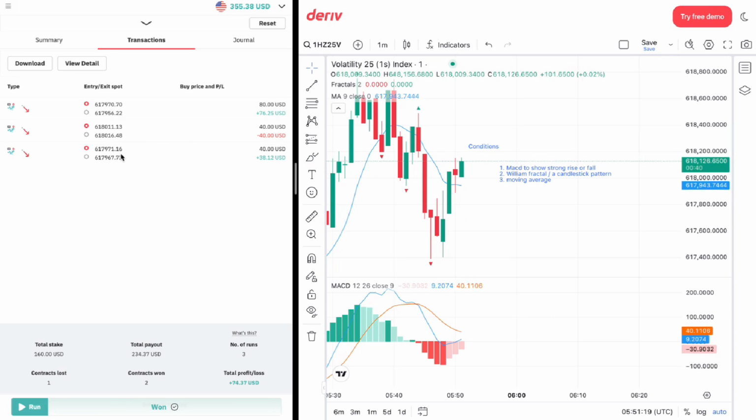Like this one, you see, we entered at 617971.16. We exit at 617967.73. You see, this is 71, this is 67, so you win. This one we entered at 618011.13. We exit at 8016, so this is higher, so we lose. This one we enter at 617970.70. We exit at 617956.22.